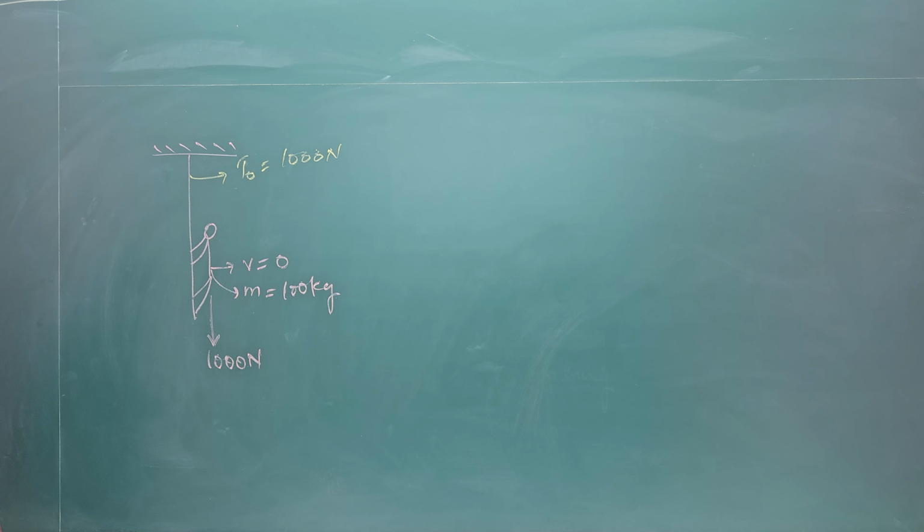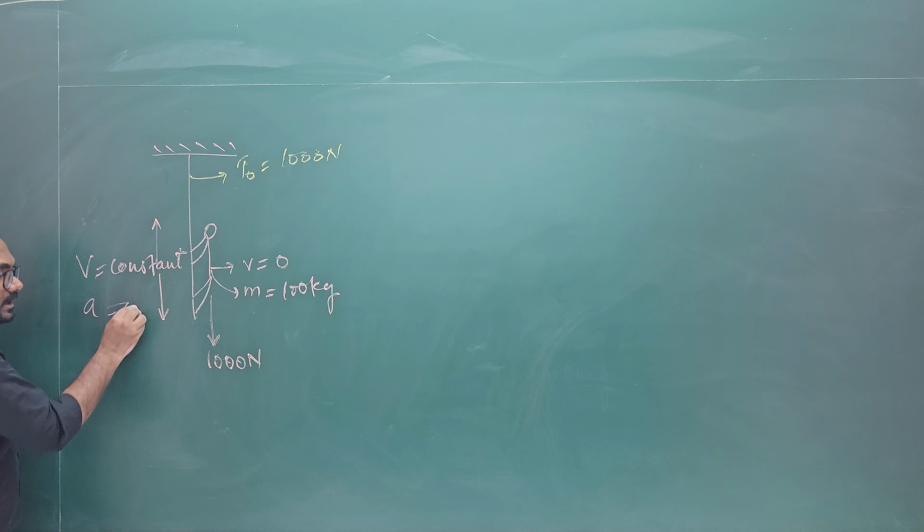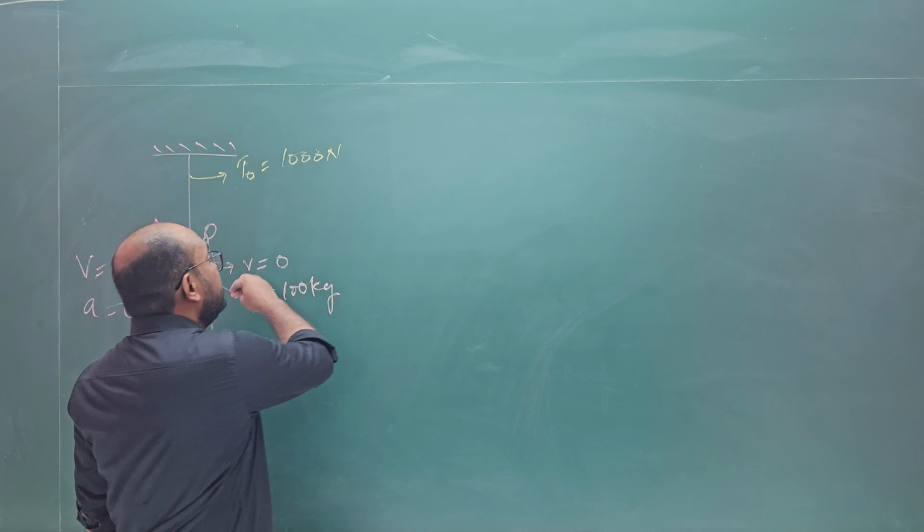Now let us try to understand. This man is trying to go in the upward direction, first option. Either he is going in the downward direction, but he is keeping the velocity constant. If either going in the upward or the downward direction, velocity is constant, then what is the acceleration? Obviously 0. Then the equation can be written as T naught is nothing but mg. So maximum tension and maximum weight of that person is 1000 Newton. Yes or no?